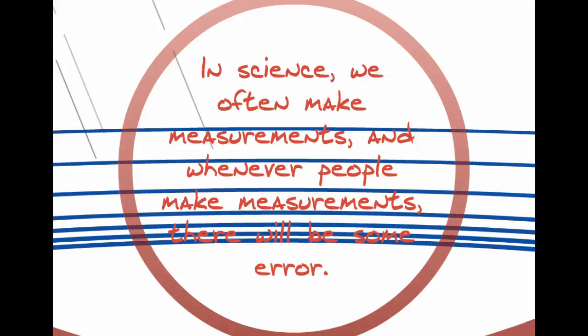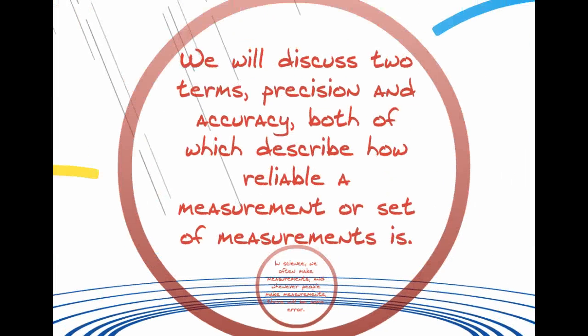So we know in science we often make measurements, and whenever we have people making measurements, there's going to be some error involved, right? So that's what accuracy and precision have to do with, okay? So we're going to discuss these two terms. Precision and accuracy, they're both going to describe how reliable a measurement or a set of measurements are.